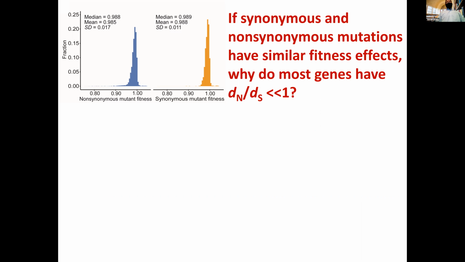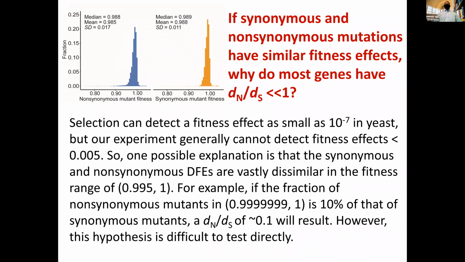We have two possible explanations. The first explanation is that our measurement of fitness effect, the distribution of fitness effect, has a limited resolution. Basically, a fitness effect smaller than 0.005 is often not significant in our experiment. That means our resolution is around 0.005.